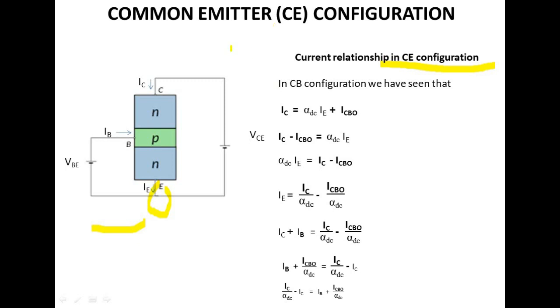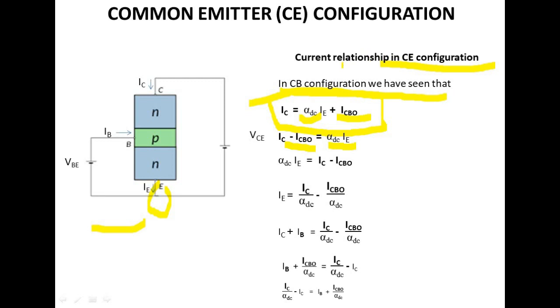So now we will derive some relationship between the input and output currents. In CB configuration, we have already derived this relationship, that is IC is equal to alpha DC IE plus ICBO, where ICBO is the reverse saturation current between collector and base when emitter was open. So IC minus ICBO will be equal to alpha DC IE.